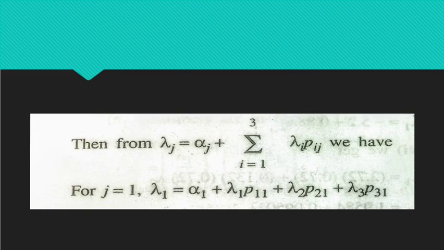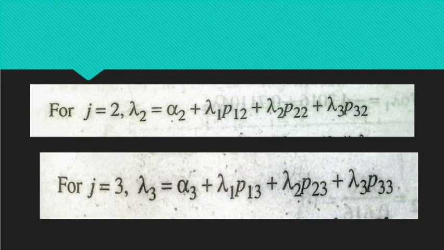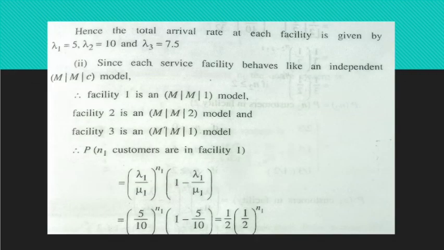So now to find lambda j, we know the formula alpha j plus summation i equal to 1 to 3 lambda i Pij. If we substitute j equal to 1, 2, 3 respectively, we can get, after simplification, lambda 1 as 5, lambda 2 as 10 and lambda 3 as 7.5. Now to find the second one, so we have to find P of n1, n2, n3.